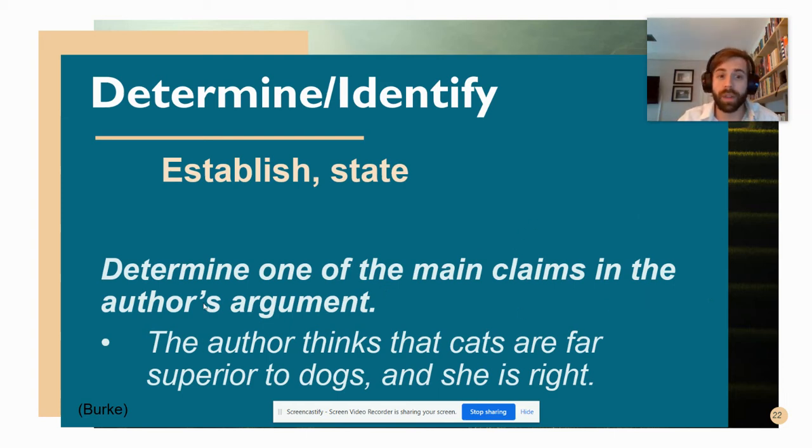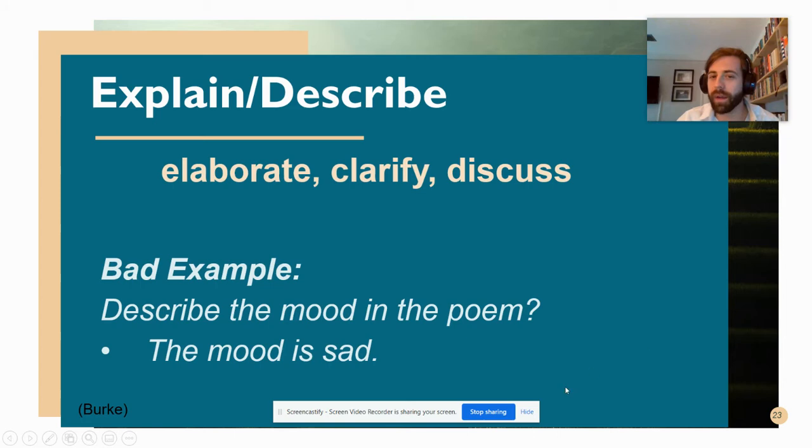So for example, the author thinks that cats are far superior to dogs, and she's right. That would be determining the author's main claim. The author, through their argument, argued for cats over dogs. Now, I just happen to be a cat person. Sorry to my dog people out there. They're fine too. So that one's the easiest of the verbs to do. All the other verbs are going to push you into a lot more writing. And I'll show you some examples at the end.